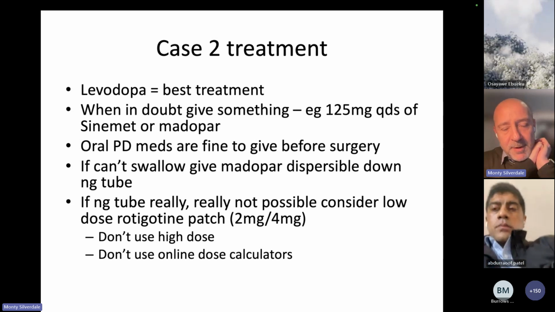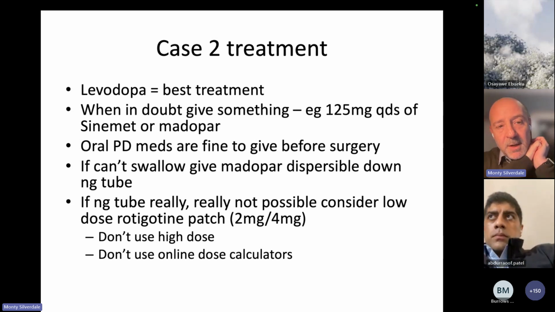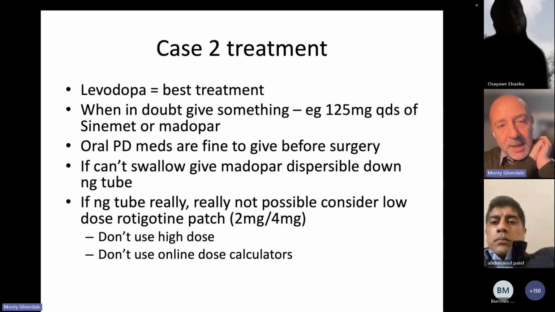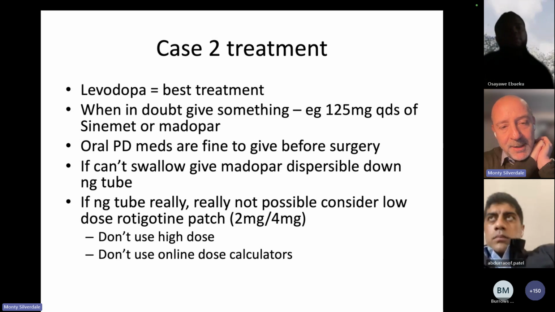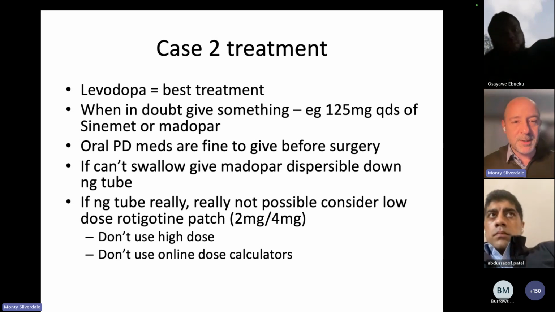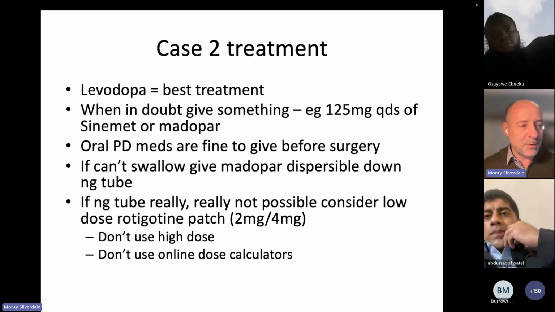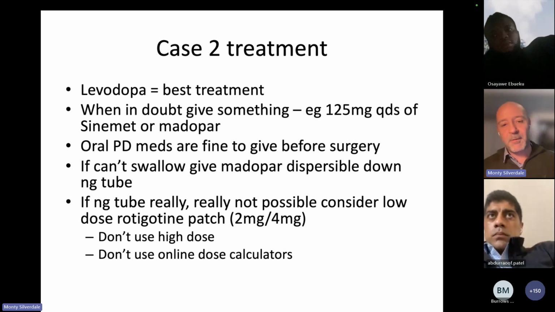These online calculators try to take whatever dose of other medications like levodopa and stuff they are on, and they convert it into a rotigotine dose, and they say, okay, you convert it all to a rotigotine patch. First of all, it's pharmacological nonsense because levodopa acts on dopamine D1, D2, D3, D4, D5 receptors, whereas rotigotine and the other agonists only act on dopamine D2. So you just cannot compare them pharmacologically.